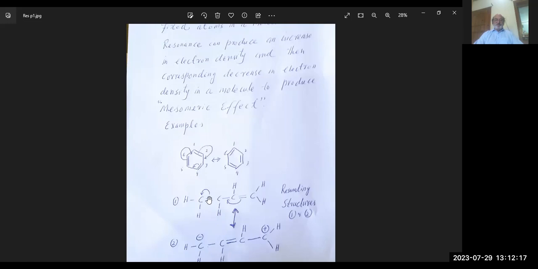If we move electrons here, we get this, and the corresponding decrease of electrons near the carbon will compel the shift of the electrons here, and then we get a deficiency of electrons here and an increase in the density of electrons here, and the double bond shifted in between.